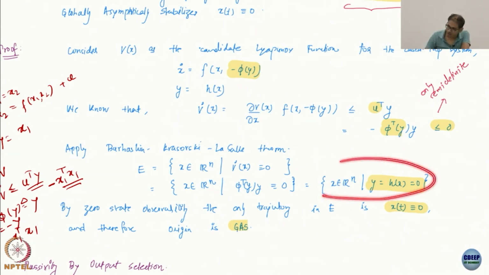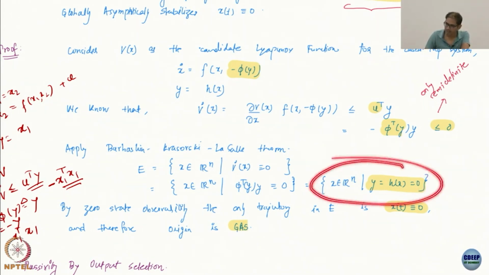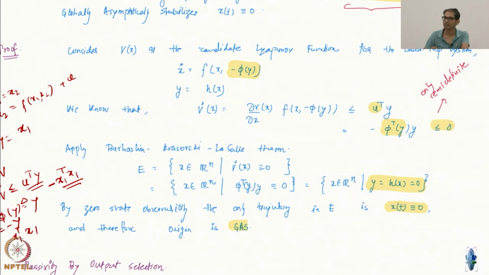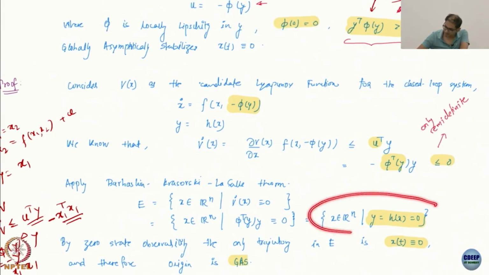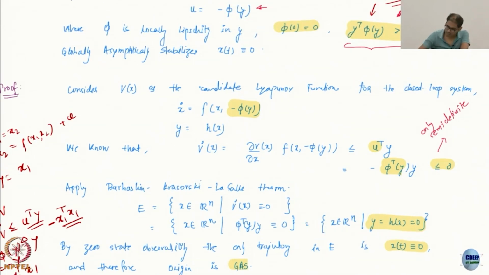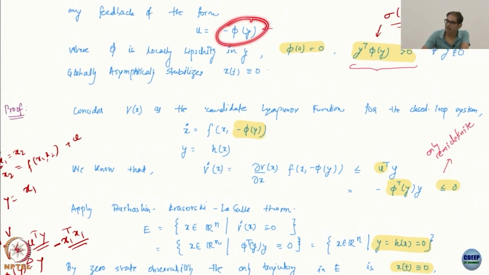So, this is the 0 state observable set. What do we know? We know that no solution but the trivial solution will stay in this set when control is 0, remember. Let us look carefully at what happens. In this set, y is equal to 0, which means the control, which is minus phi of y, is actually minus phi of 0, and that is 0.